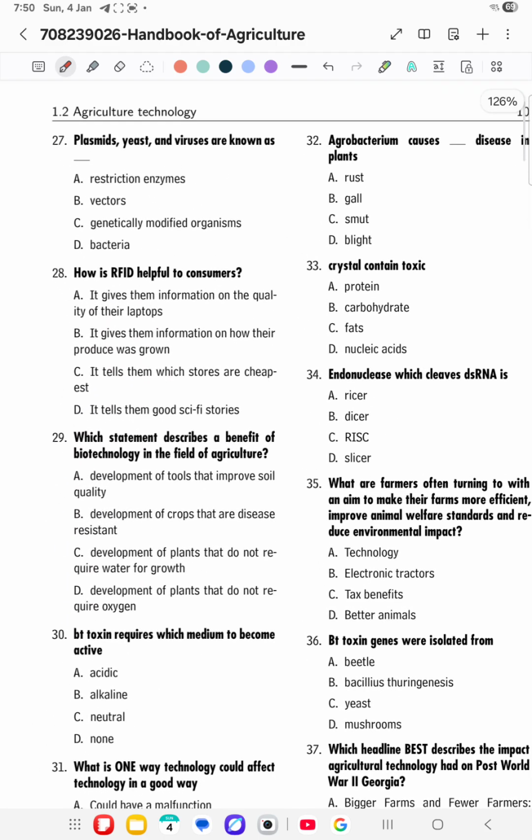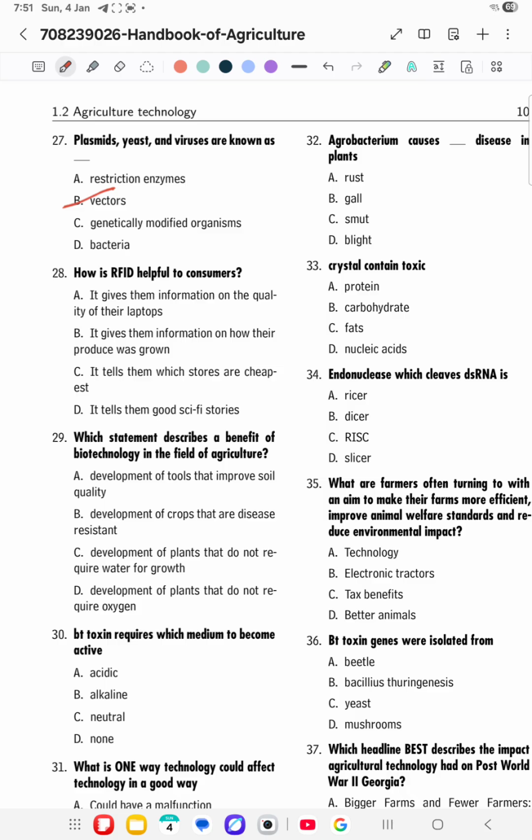Plasmid, yeast and viruses are known as restriction enzyme vectors. These are vectors. Genetically modified bacteria. How is RFID helpful to consumer? RFID is... what was the full form of RFID? What is the full form of RFID? Radio frequency identification. Yes, RFID.